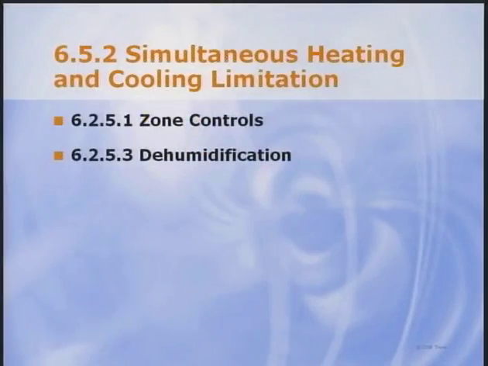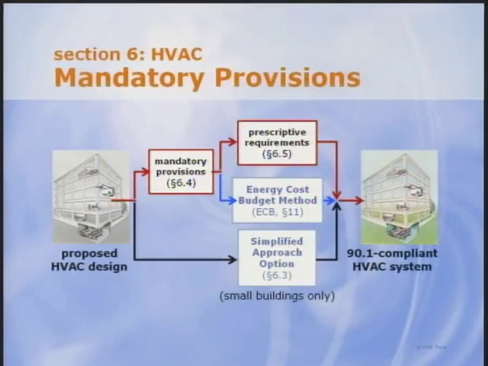Mick? In looking at ASHRAE 90.1, it has limitations on simultaneous heating and cooling. There are two sections that we'll cover today: zone controls and dehumidification. We'll go through the dehumidification section first. Unlike the demand-controlled ventilation requirement in high occupancy zones, which is mandatory, these limitations on simultaneous heating and cooling are prescriptive. That means that if the project is following the prescriptive path, they are required.